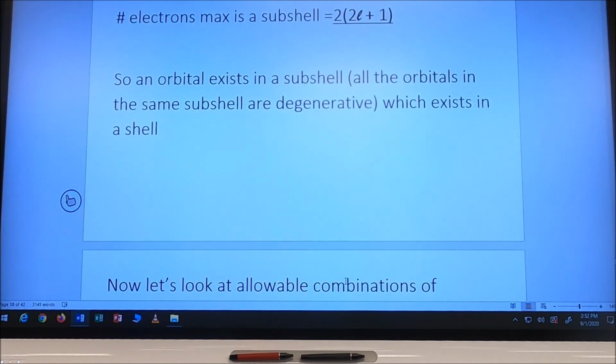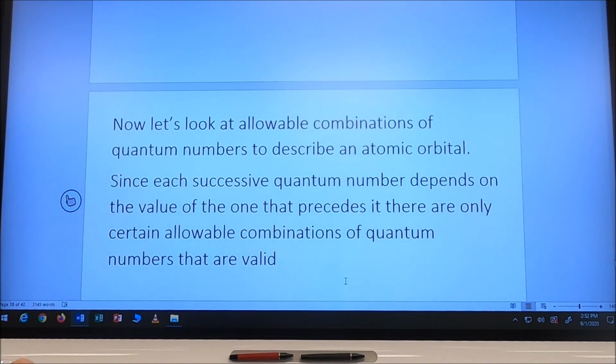Okay? So orbitals exist inside subshells. All orbitals in the same subshell are degenerate, and subshells exist inside shells. So you can think about this as being kind of layered. Shells, subshells, orbitals, kind of like giving an address. What town, what street, what house. Okay?